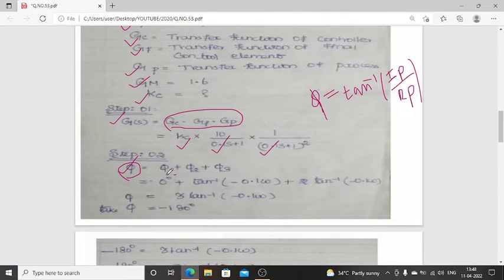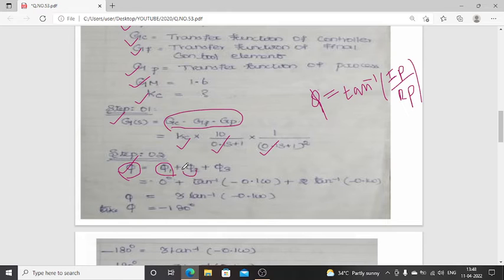So here phi 1 is equal to 0 degree. Phi 1 means the first transfer function, Kc. So the Kc phase angle value is 0 degree. Why? Because there is no imaginary section. So here the imaginary part is equal to 0. 0 by anything is equal to 0. Tan inverse of 0 is equal to 0 degree.